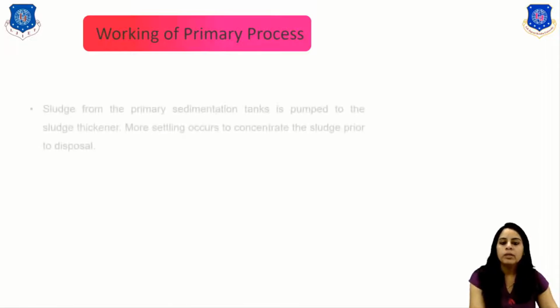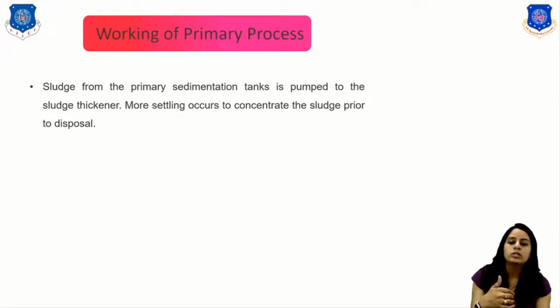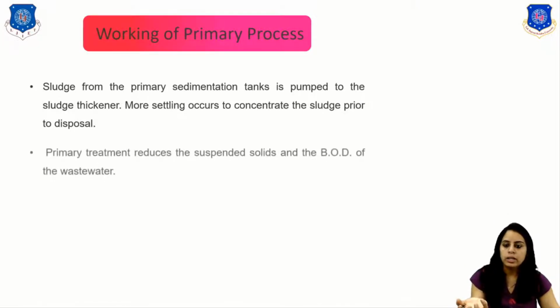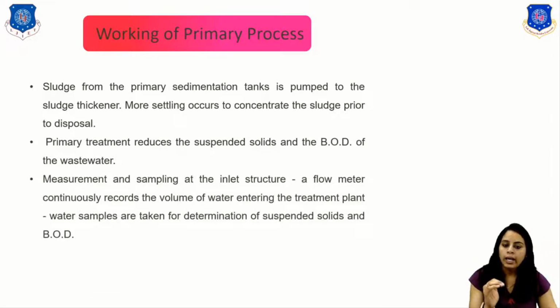Now the working of the primary process: basically the sludge from the primary sedimentation tank is sent to the sludge thickener, right? More settling occurs to concentrate the sludge prior to disposal. The primary treatment reduces the suspended solids and the BOD of the wastewater, right? So measurement and sampling at the inlet structure: a flow meter continuously records the volume of water entering the treatment plant, and water samples are taken for the determination of suspended solids and BOD, right? After the primary process.